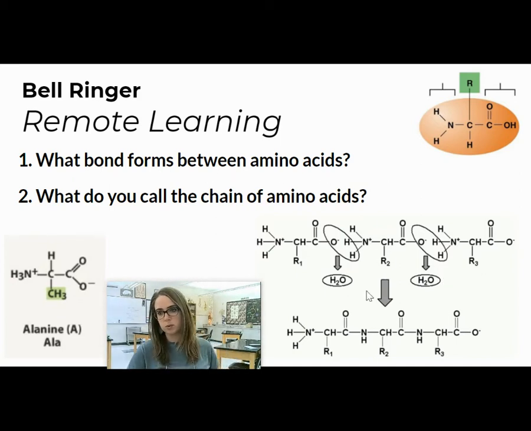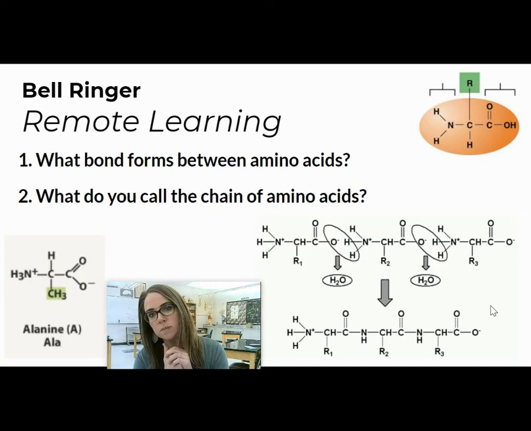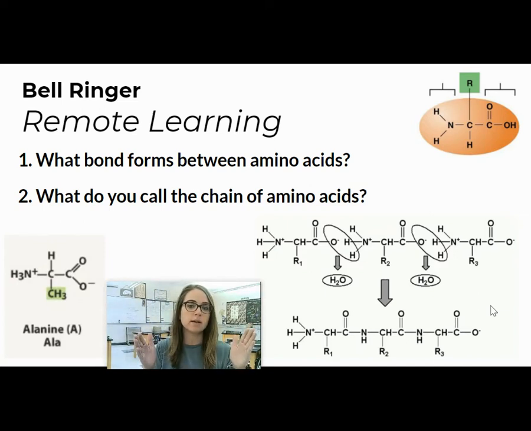What's the bond that forms between amino acids? In this case, I have 3 amino acids, but 2 peptide bonds. There's a question on the test about that. So just think, if I have 3 things I want to hook together, I would need to remove just 2 waters in order to get all 3 hooked together on there. So the number of bonds should be 1 less than how many amino acids you have in a chain. If I had 20 amino acids in a chain, there would be 19 peptide bonds in that.